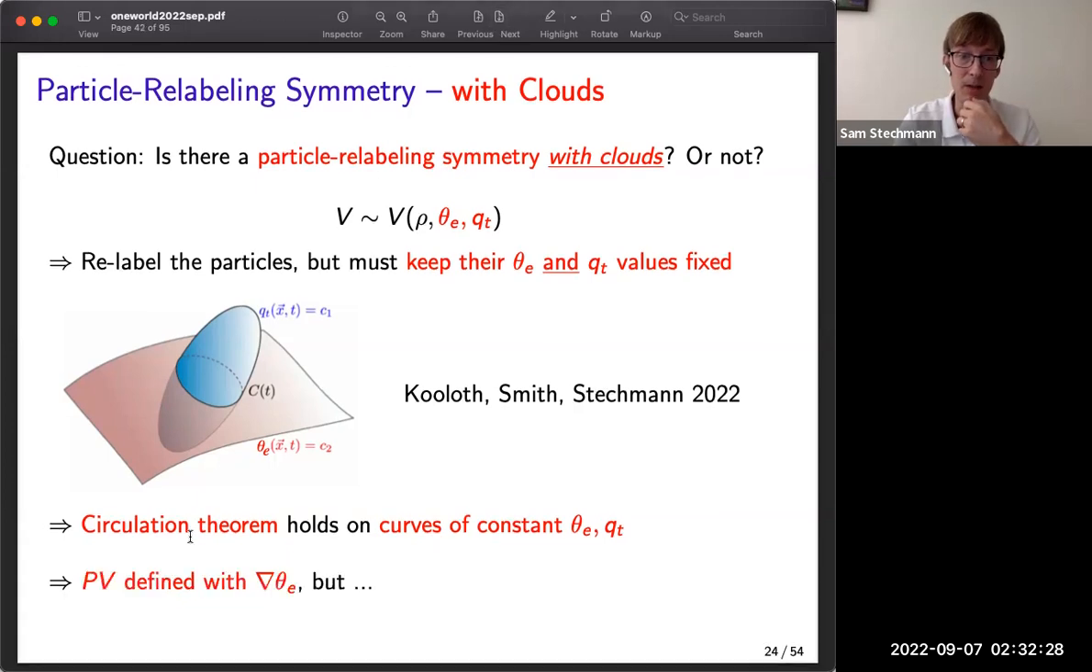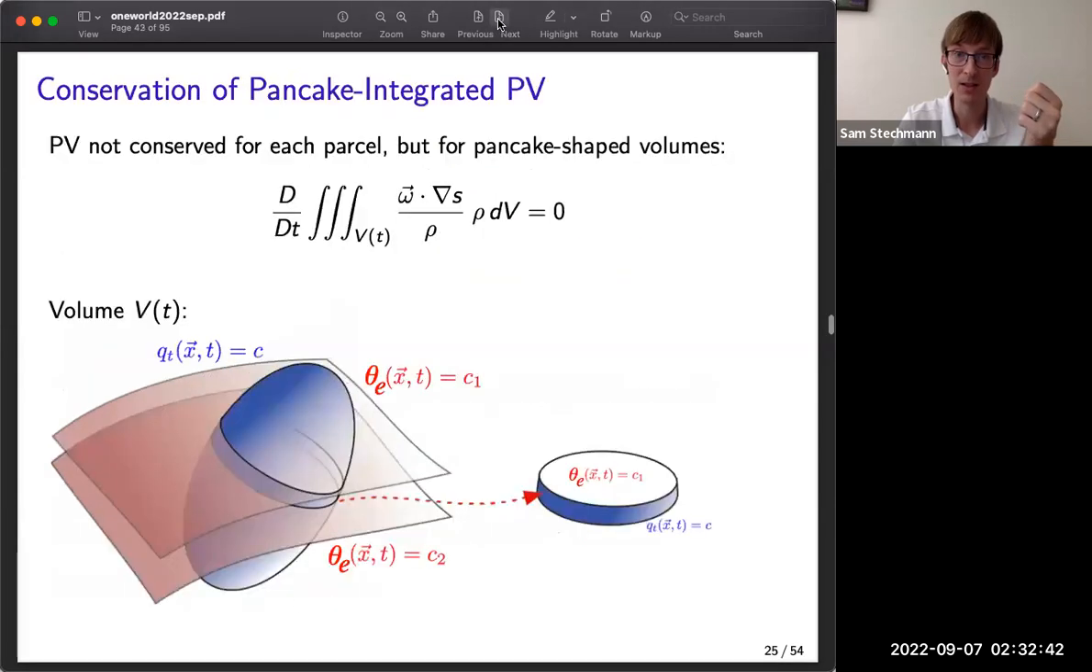Because there are surfaces of constant theta E, it is indeed true that the appropriate, or one of the appropriate PVs, can be defined with grad theta E, but it's not pointwise PV conservation. And so this is where things are quite different from the dry case. If you work through Stokes' theorem and try to get to PV, what you discover is that it's PV integrated over certain volumes that are conserved.